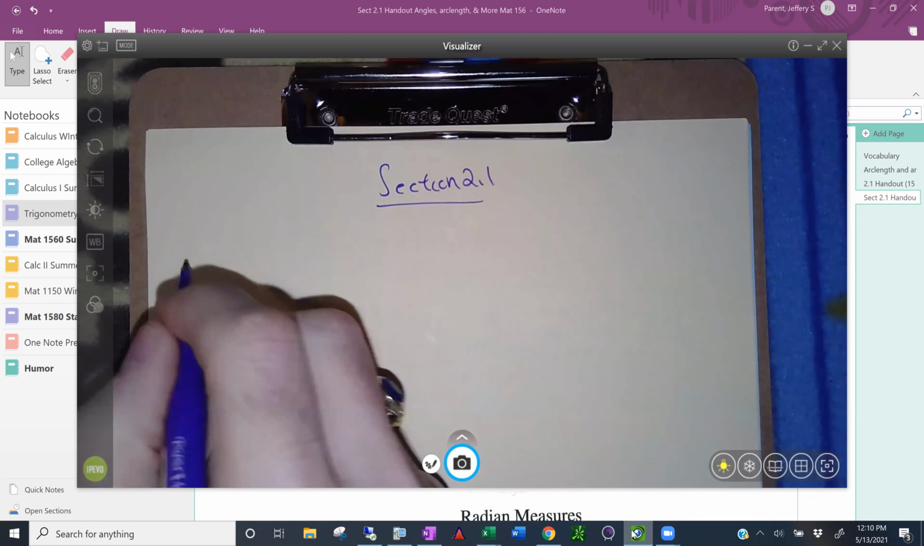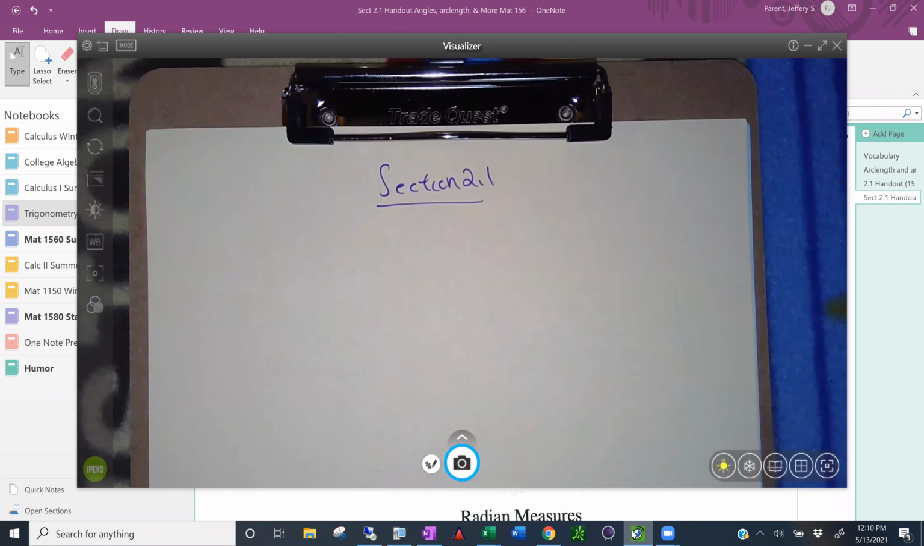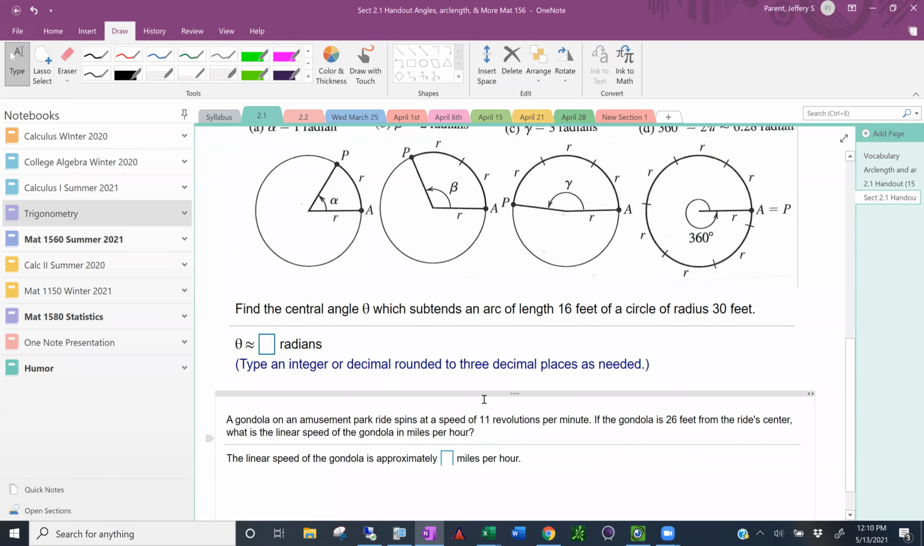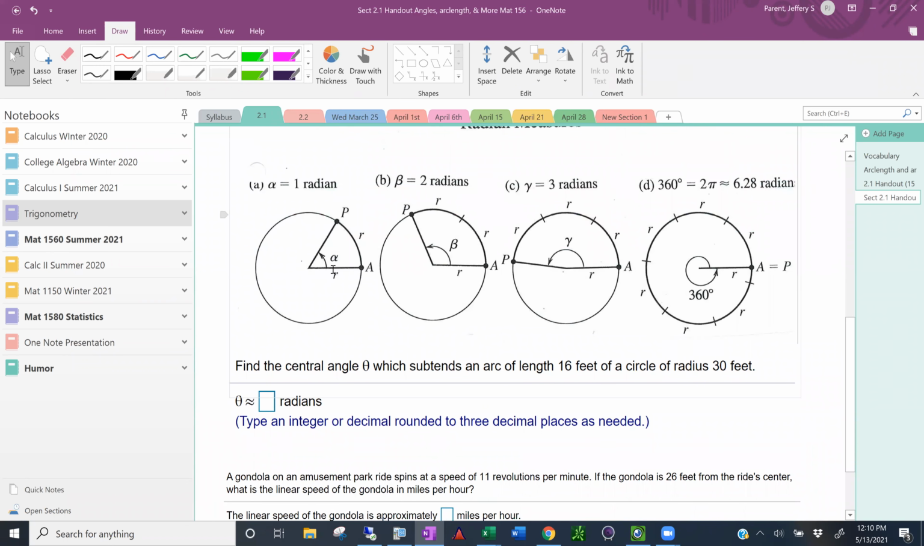Now, I guess I should start by trying to understand what a radian is. A radian is the angle that you get if you take the radius of a circle and stretch it out along the edge of the circle. So if you take that radius, how far does it take you around? This is an angle of 1 radian. Here's an angle of 2 radians, and then 3 radians.